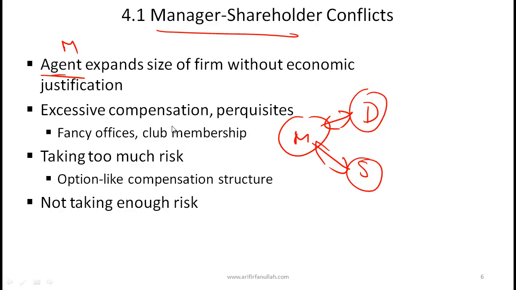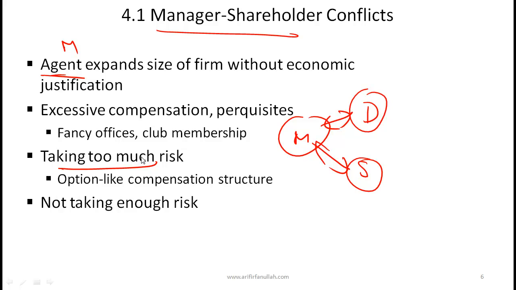Excessive compensation, perquisites, etc., so fancy offices, club membership does not add value to the shareholder, but it benefits the manager. Taking too much risk. So if a manager's compensation is based on a certain fixed amount, and then based on the company's stock price going through the roof, there is an incentive for the manager to take excessive risk, because if the risk pays off, he makes a ton of money.